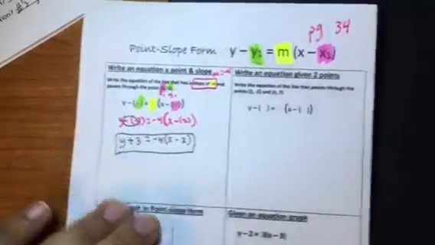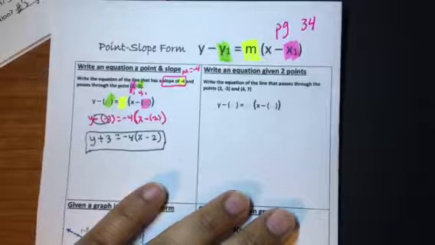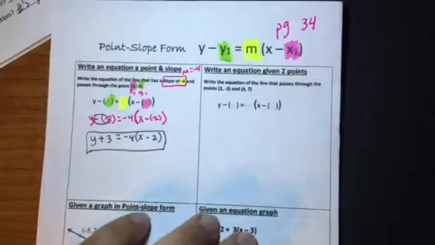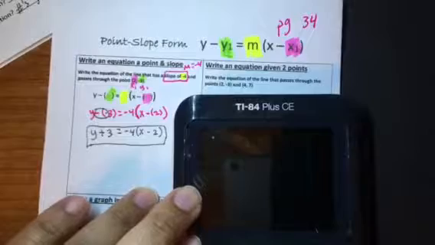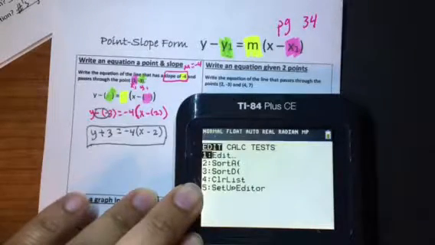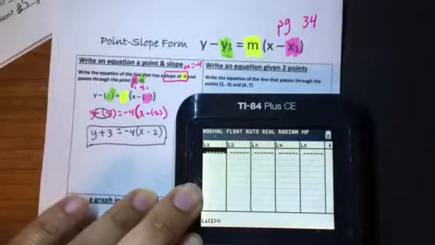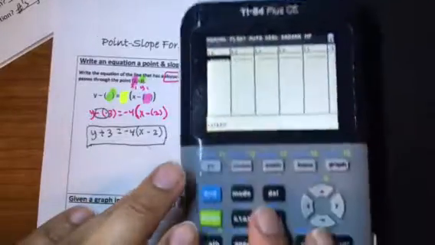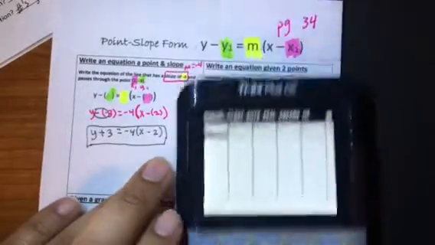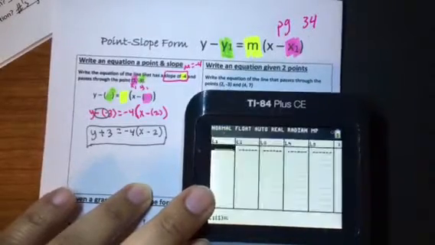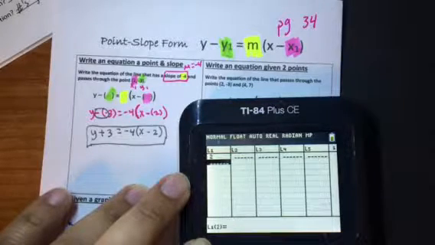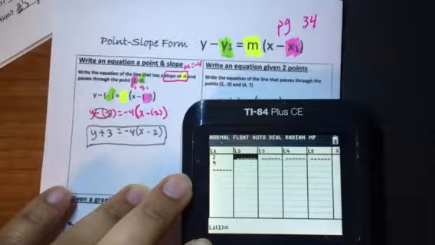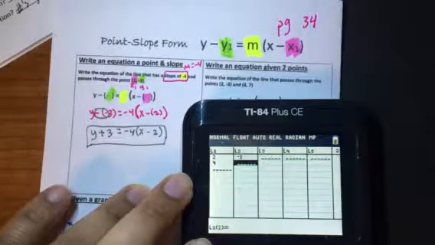Now on this next problem, this time they give you 2 points, so that you have to go figure out what the slope is. Now what I was trying to get y'all to understand the other day is that yes, you can use the point slope formula, but we have a button that'll let us figure out what the slope is. So if you press stat and you press enter, you're going to type in the x's in L1 and the y's in L2.